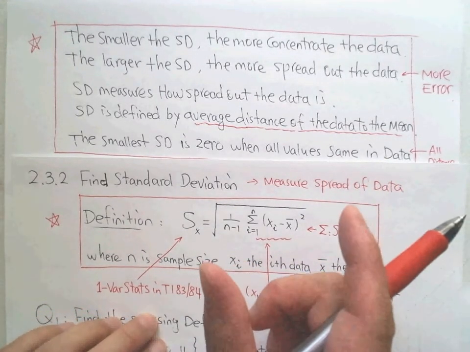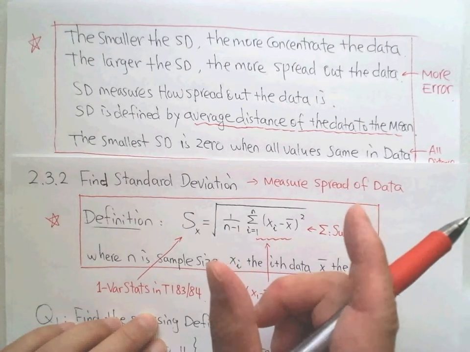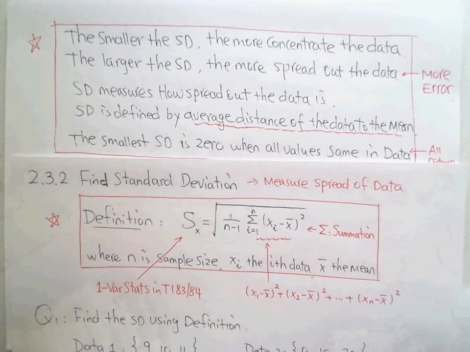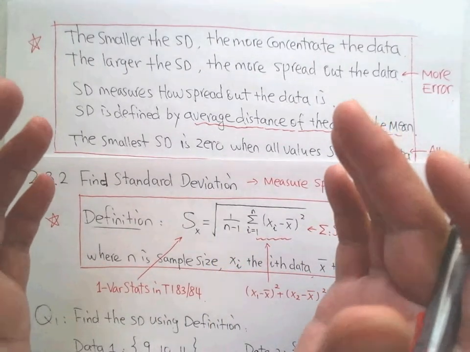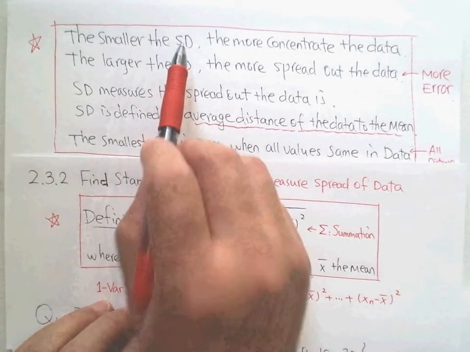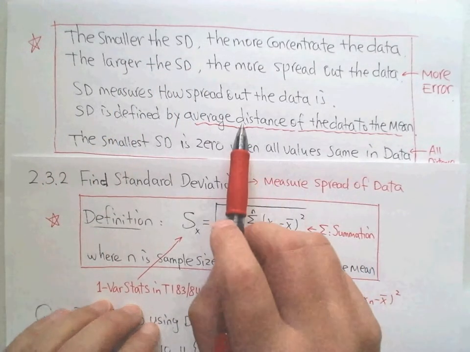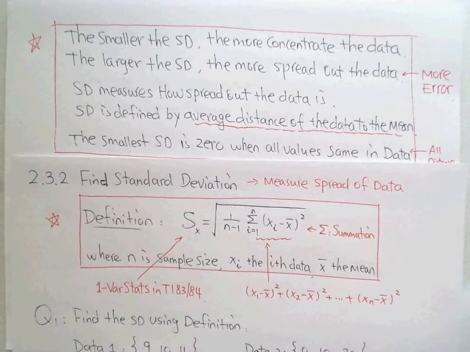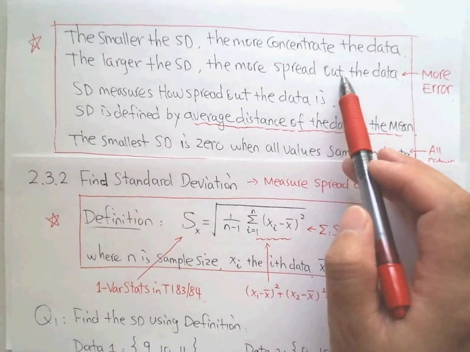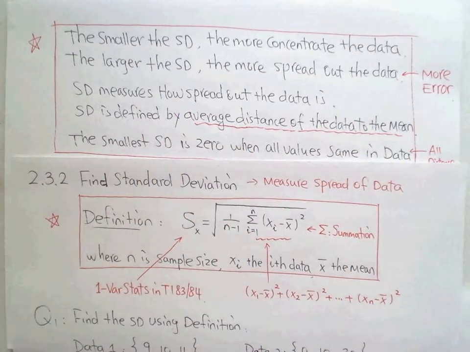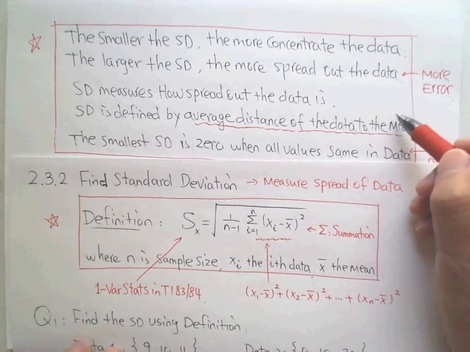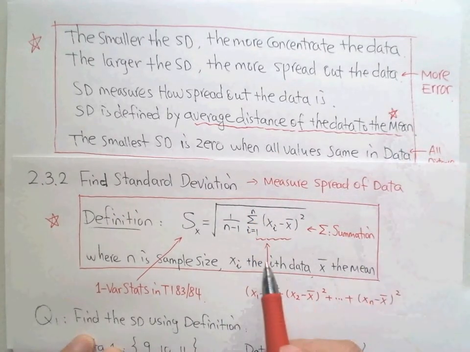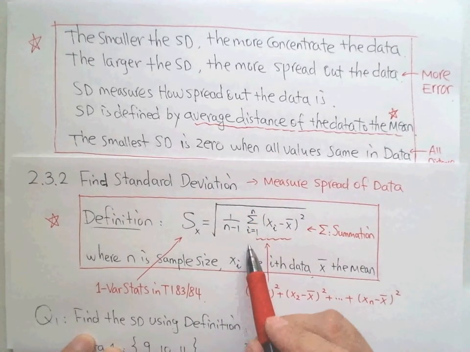If the distance from the data to the mean is small, what does it mean? The data is close to the mean, right? So the standard deviation is smaller. If the distance to the mean is larger, the data is more spread out, and the standard deviation is larger. So here is exactly the meaning from the definition in mathematics.